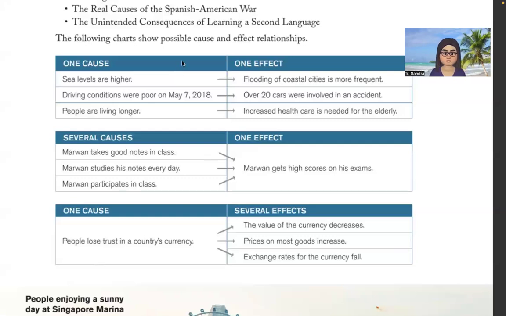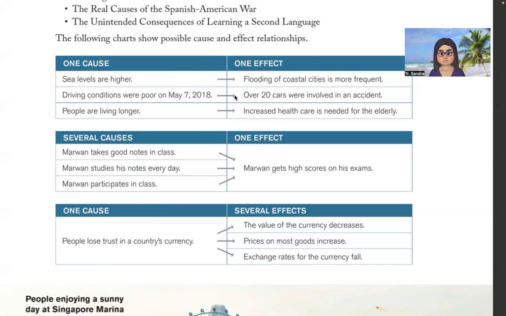One cause, and there will be one effect. Sea levels are higher. What about the effect? Flooding of coastal cities is more frequent. Driving conditions were poor on May 7, 2018. So what will be the effect? Over 20 cars were involved in accidents. People are living longer, so increased healthcare is needed for the elderly.